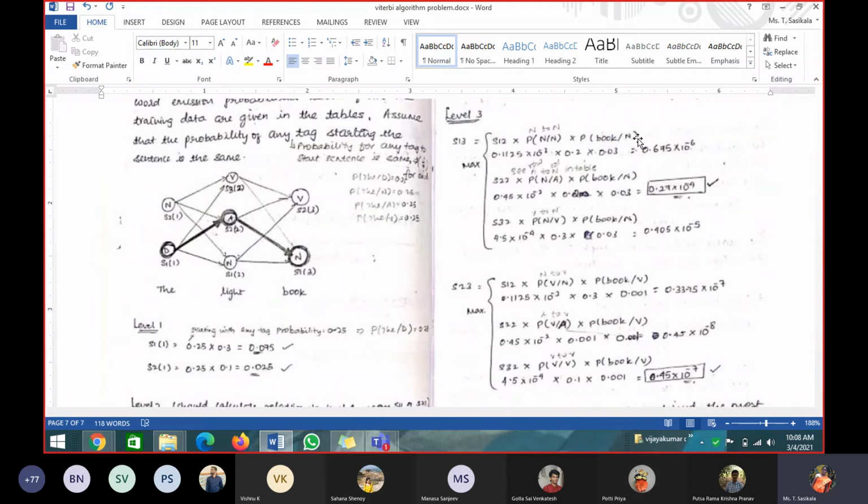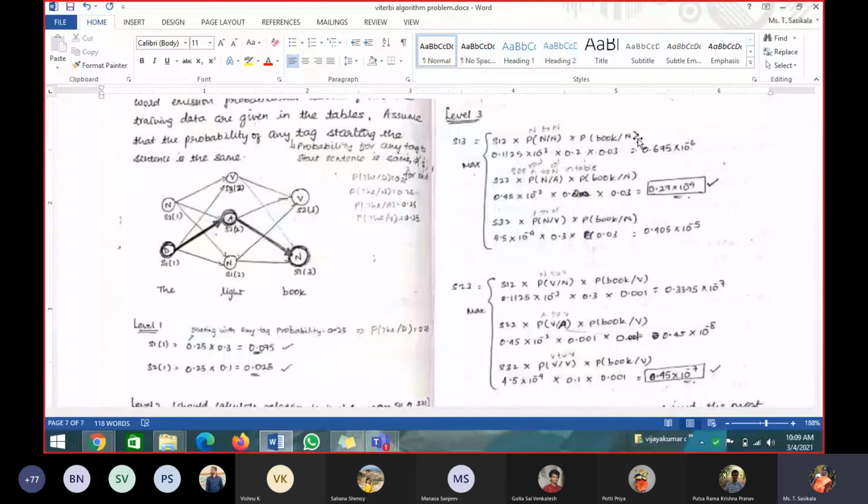I'll give 2 minutes time. Ma'am, I had a doubt. In the first level, we found out that the tag for 'the' is determiner. So in the second level, why are we checking with the noun? No, that's why I want to tell you. Once it is done, you have to do everything at the end only. You have to do the final checking.